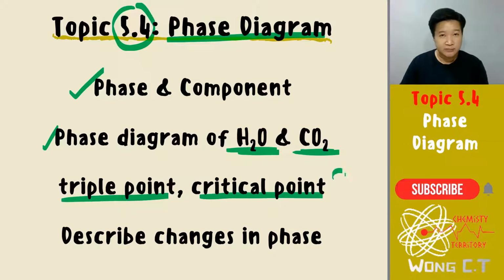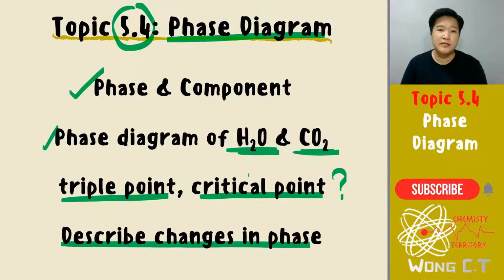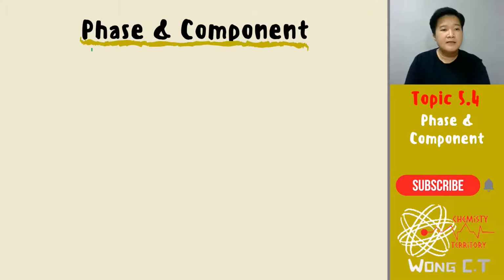actually the critical point, and last but not least, we are going to talk about the changes in the phases by using your phase diagram. Okay, we are going to talk about isobaric and also isothermal. What is isobaric and isothermal? You need to stay until the end of this video. Alright, let's start straight away with phase and component.